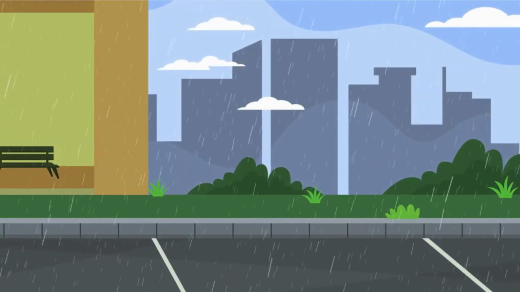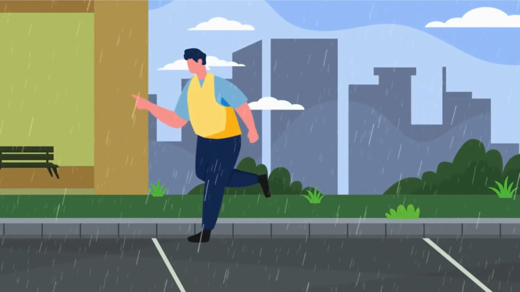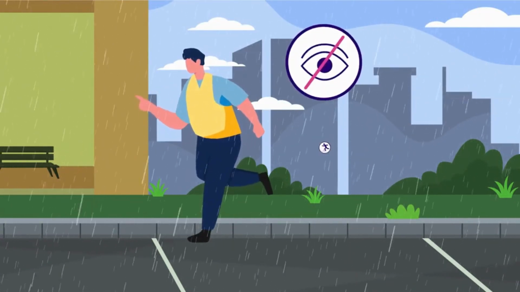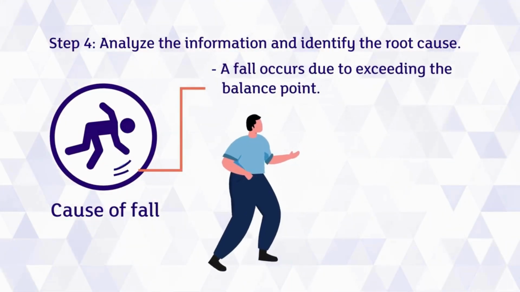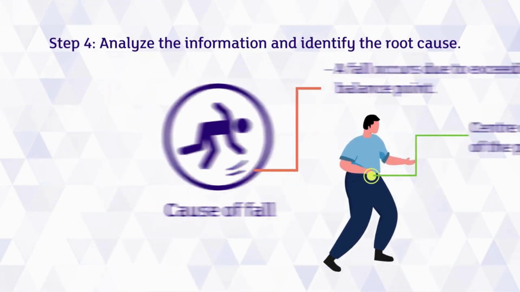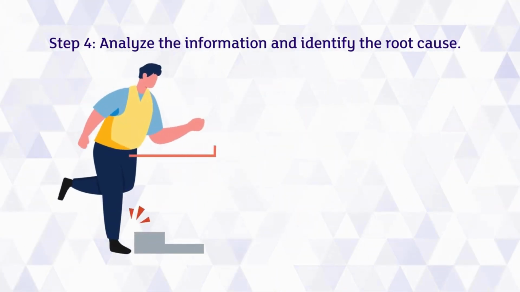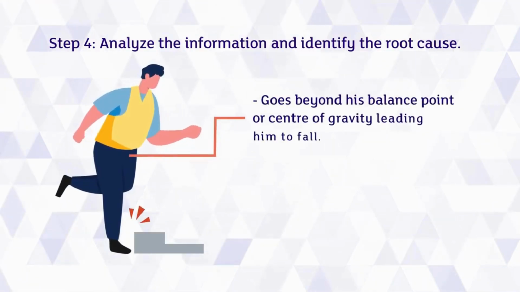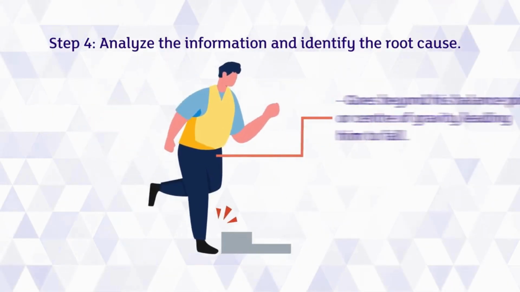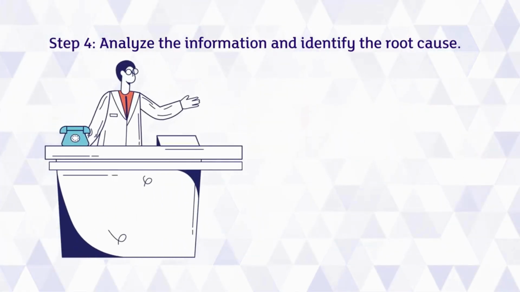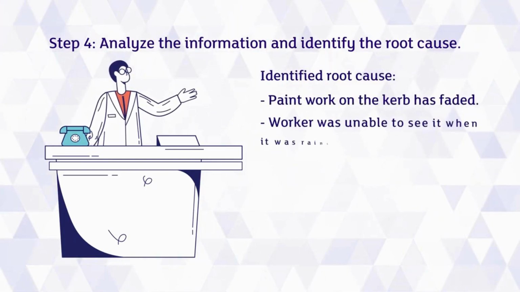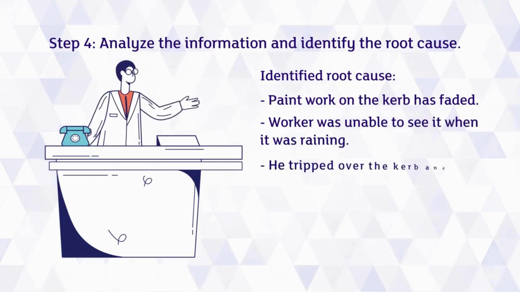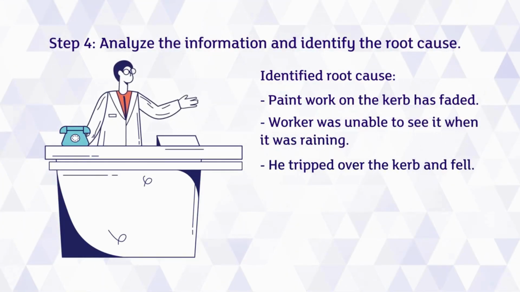Since it was raining, the worker was rushing for shelter. Unable to see his surroundings properly, he tripped over the curb and fell. Fall. A fall occurs due to exceeding the balance point or the center of gravity of the person. When the worker tripped over the curb, he went beyond his balance point or center of gravity, leading him to fall. Based on the information given, our identified root cause: the paintwork on the curb has faded and the worker was unable to see it when it was raining. He tripped over the curb and fell.